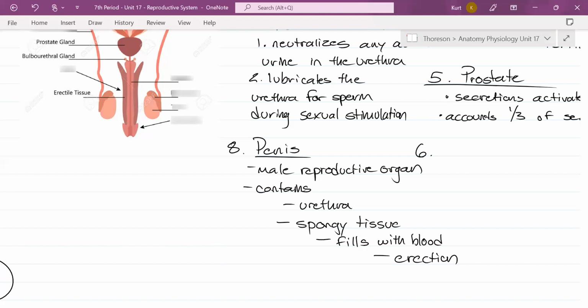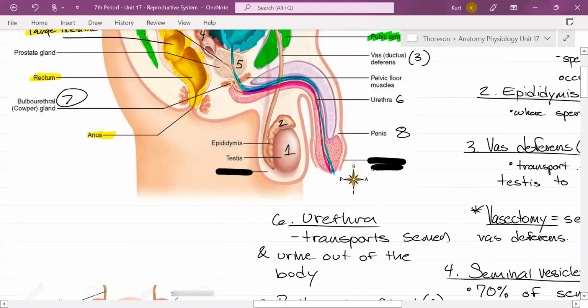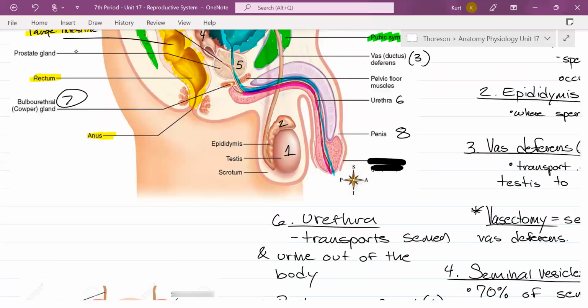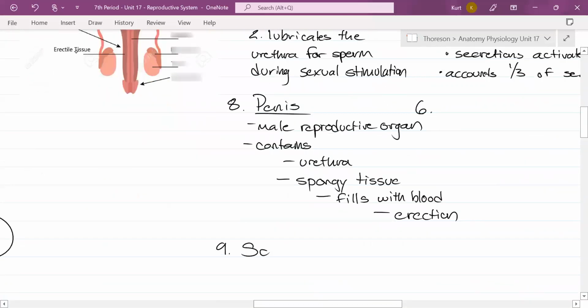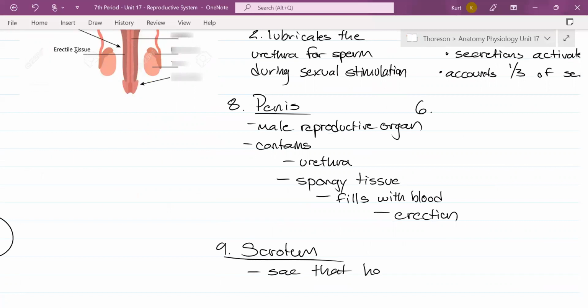And we have one more. The scrotum, number 8. Or sorry, number 9. This is a sac that holds the testes.